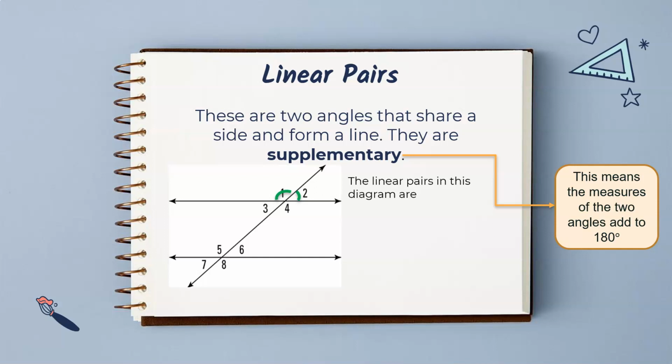The linear pairs in this picture are 1 and 2, 1 and 3, because it also has these two make a line, and these two make a line. Then I also have 2 and 4, so those two make a line. 3 and 4, line right there. 5 and 6, 5 and 7, 6 and 8, and 7 and 8. So linear pairs, there are 8 of them on this diagram.